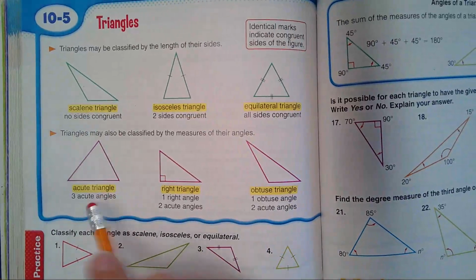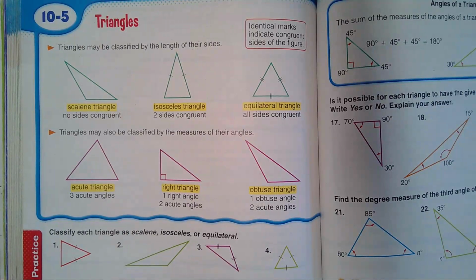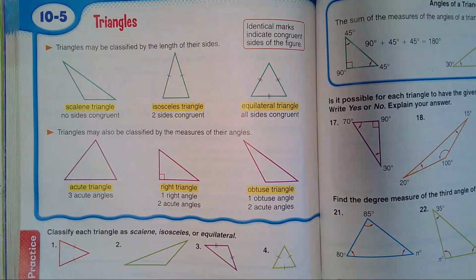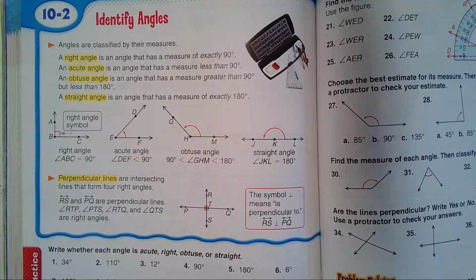This is an acute triangle, that's a right triangle, that's an obtuse triangle. How do I know? Well, we'll cover that when the moment comes, but those same three terms we'll use again here soon.